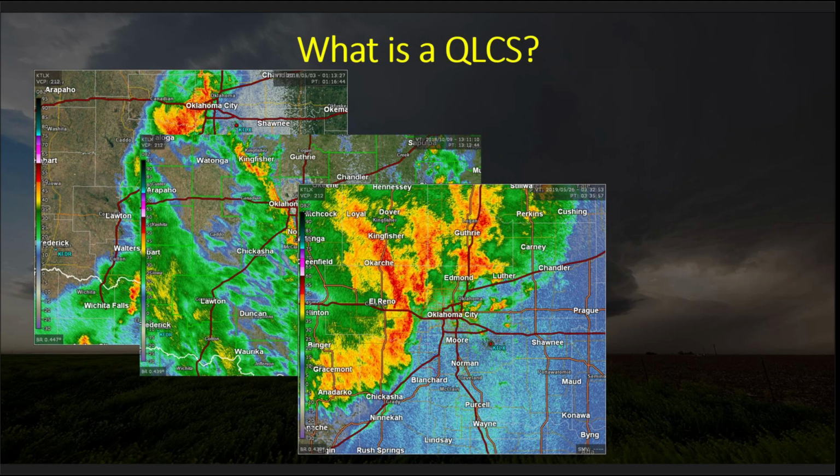The reason I'm showing you these articles is I want you to realize that yes, QLCS tornadoes tend to be weaker, but that's not always the case. You still want to take QLCS tornadoes seriously because they can be significant. And in this case with El Reno, they could even cause fatalities, unfortunately. So QLCS tornadoes should still not be taken lightly, even though they tend to be more transient and shorter lived, they can still be destructive.